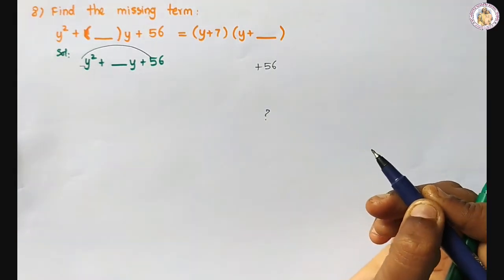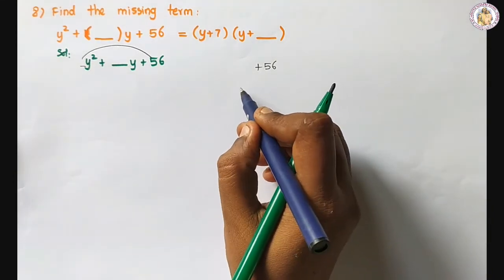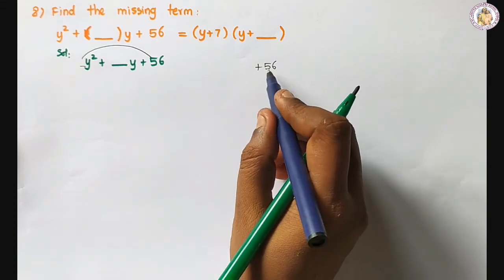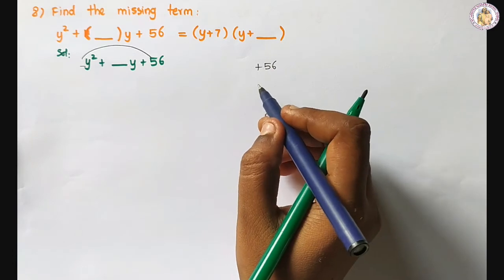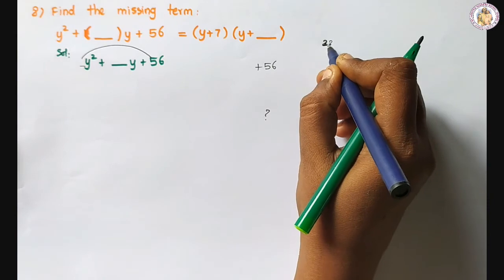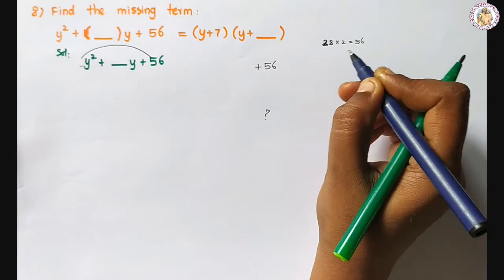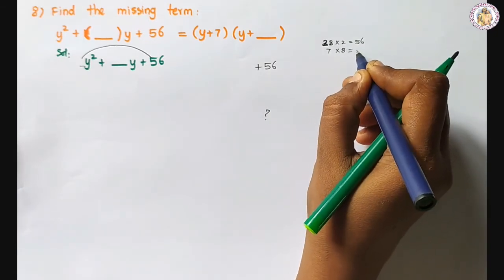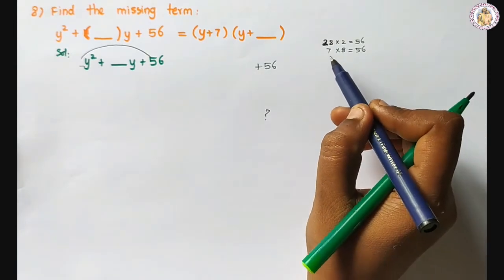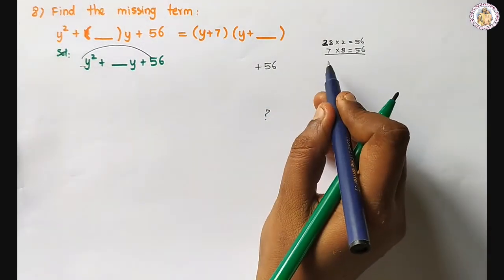Now we have to find this number also. Here 56, what are the two numbers? Multiplying must give 56. That is 28 twos are 56 and 7 eights are 56. Here they gave a factor 7, so that is the right pair. The two numbers are 7 and 8.